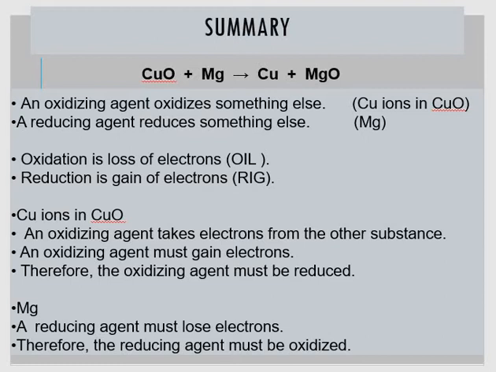In case of magnesium, the magnesium acts as a reducing agent. It must lose electrons and therefore the reducing agent must be oxidized. So here the magnesium is oxidized to magnesium oxide.